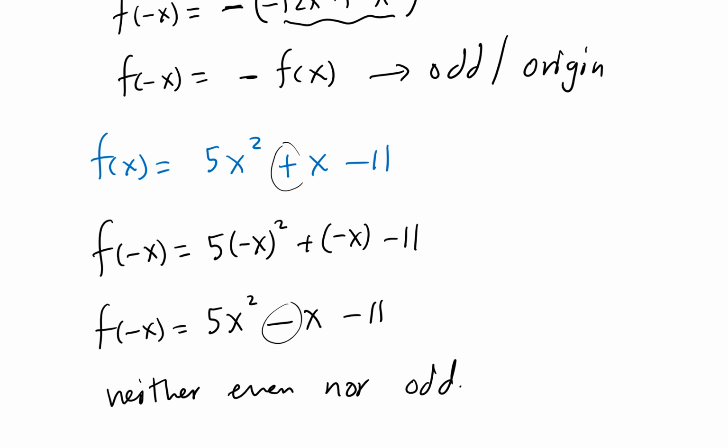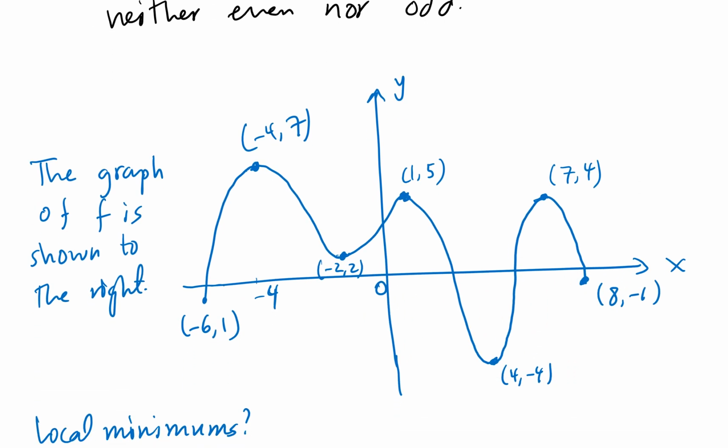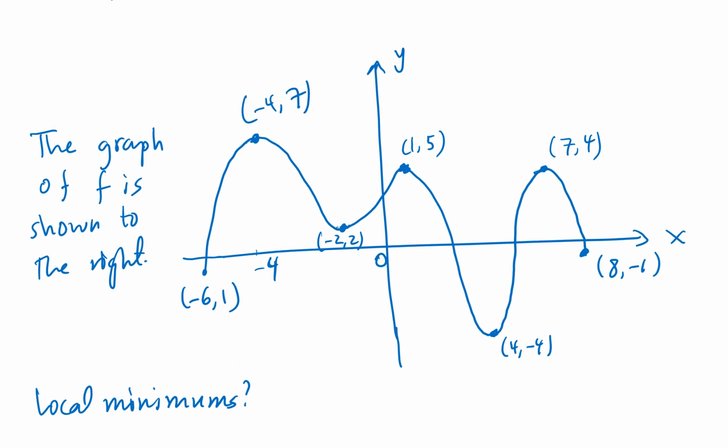Now let's look at a given graph. They give us a graph, and they label the points and everything. They want us to find local minimums. Local minimums are points inside, not on either end. They have to be inside, and a local min is the minimum point the graph could reach locally. Like this point here is a local min.